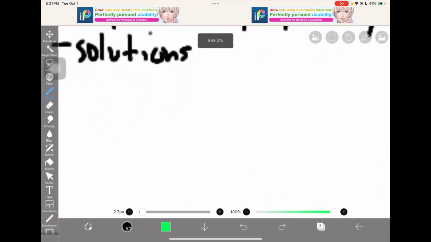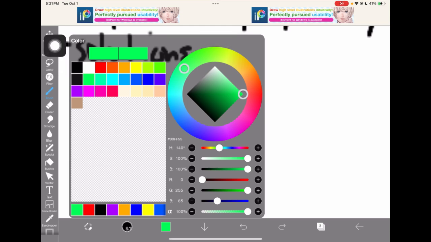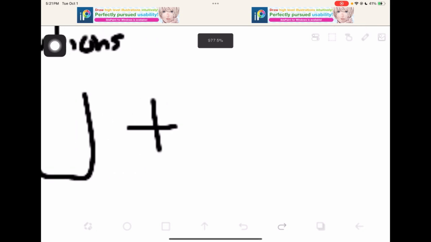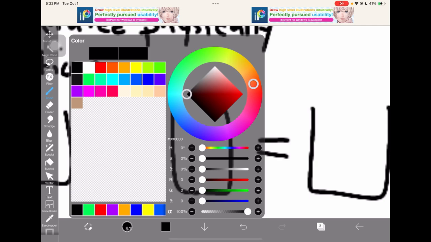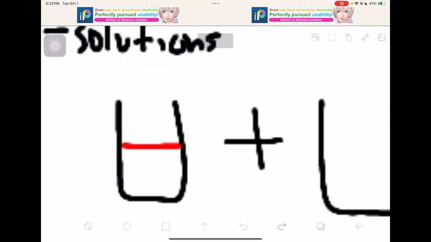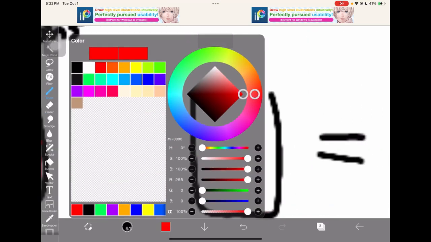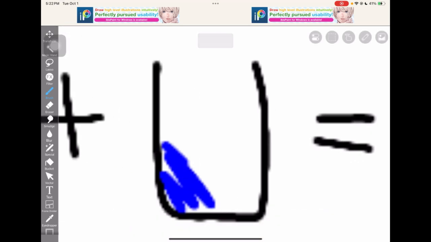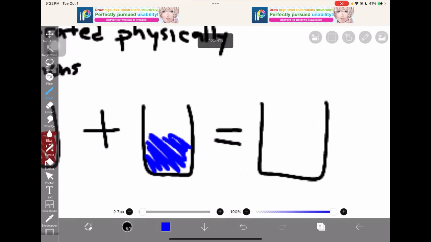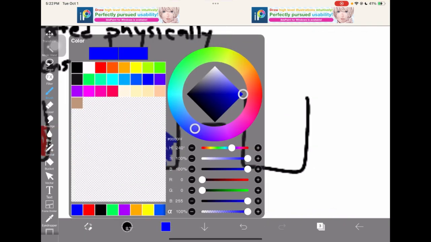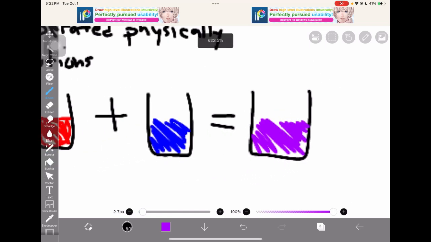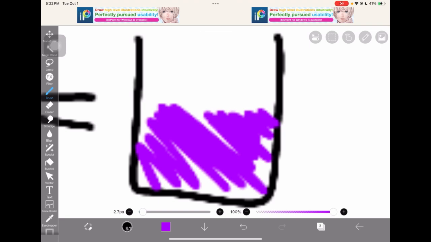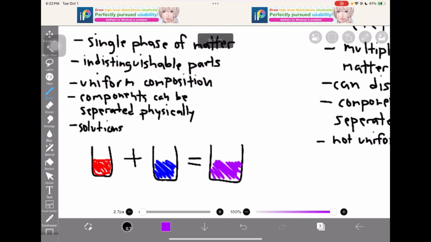So let's have a before and after. Let's have this plus this equals this, okay? We have two beakers containing two solutions. Let's say a red substance, plus, let's say, a blue substance. If we're making this a homogeneous mixture, once you mix them, it should become a purple substance. As you can see from this, you can't distinguish where's the red and where's the blue. That's why we put indistinguishable parts there.